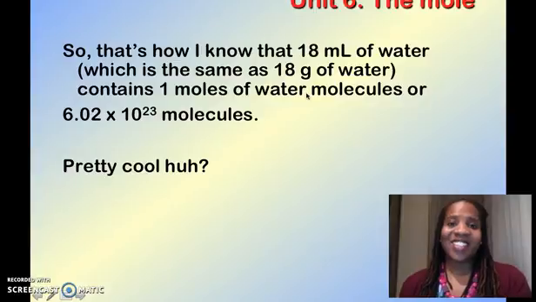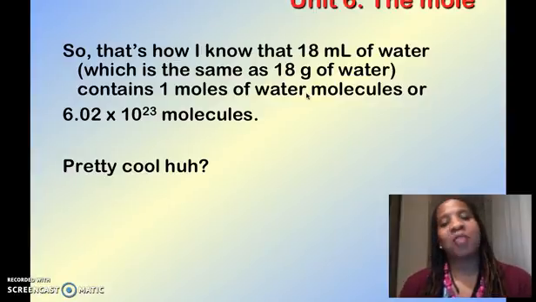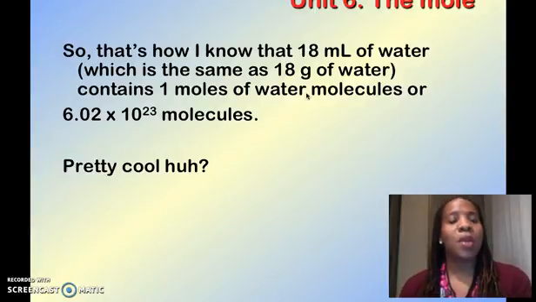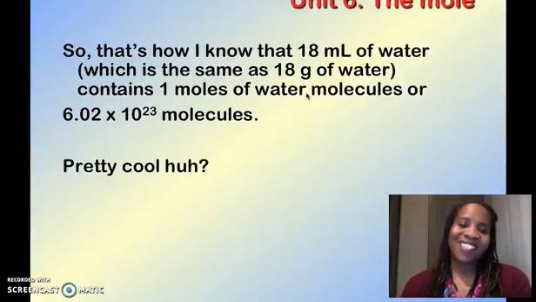So that's how I knew that 18 milliliters of water, which is the same as 18 grams of water, contains 1 mole of water molecules, or 6.02 times 10 to the 23rd.